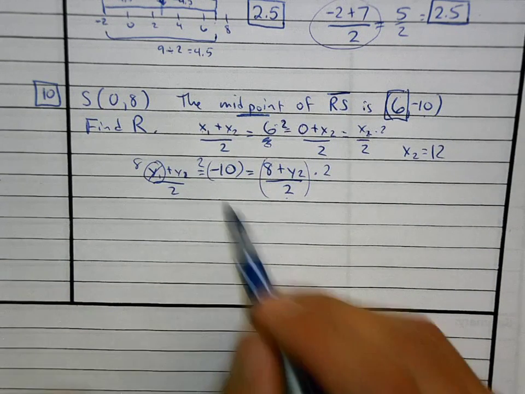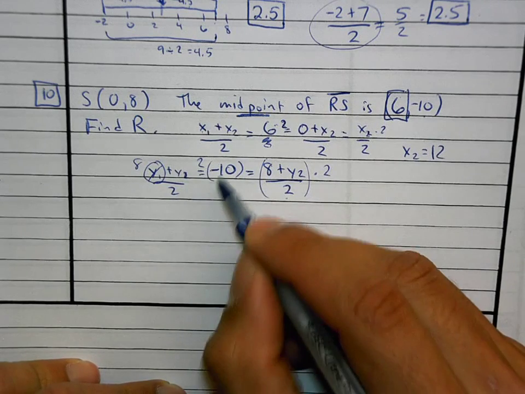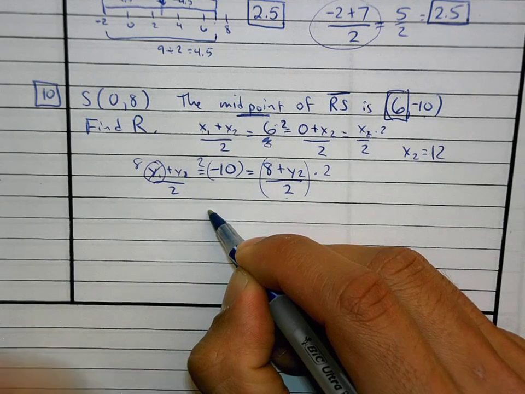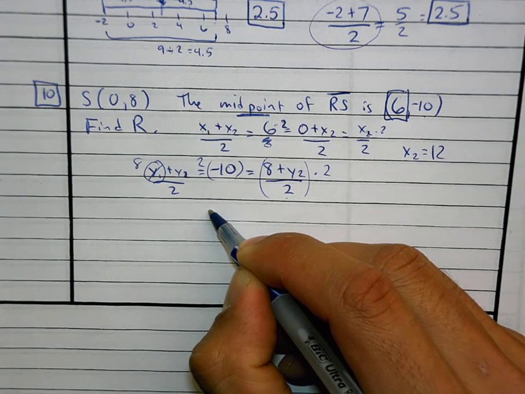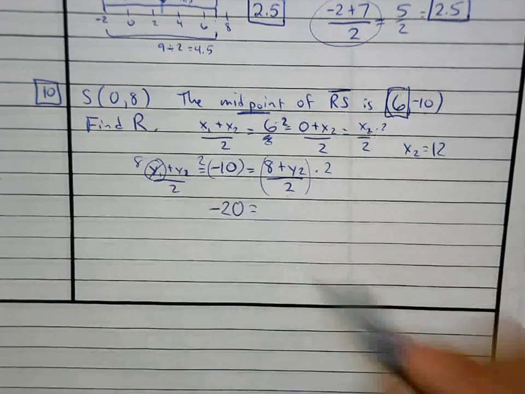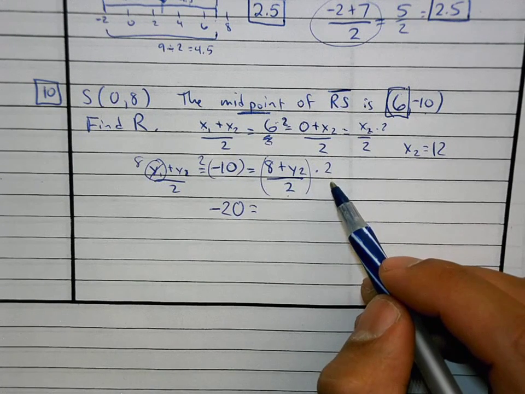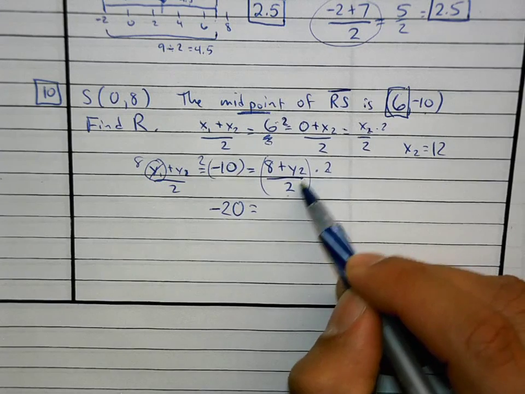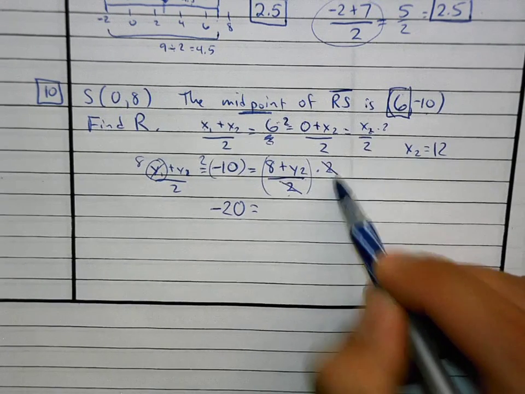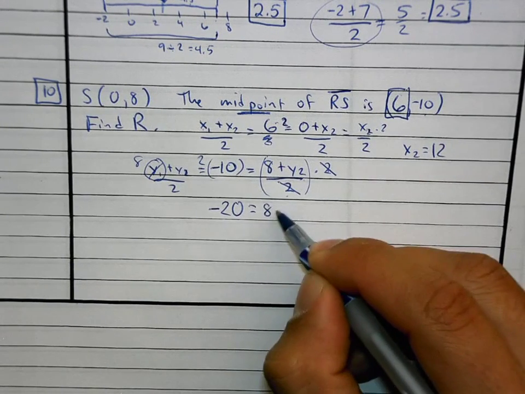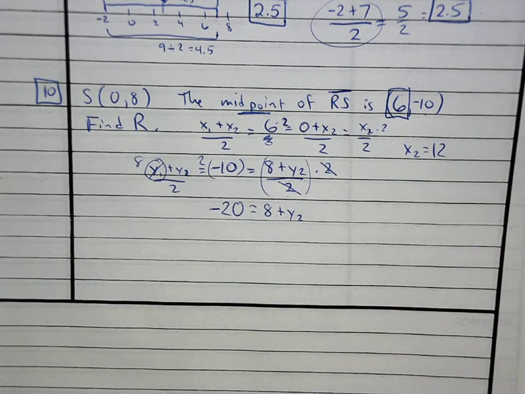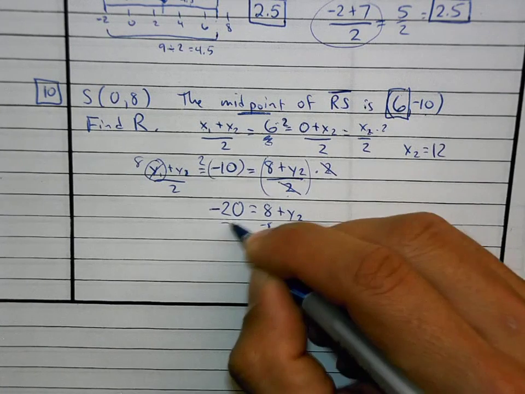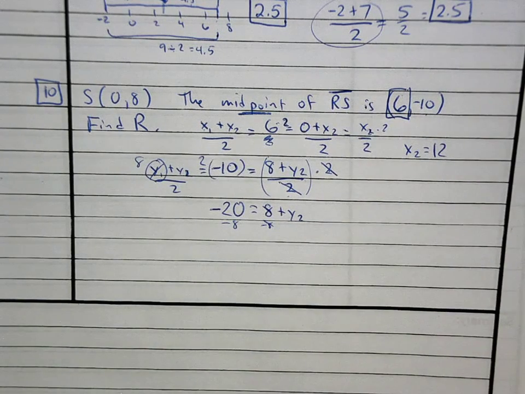On the left side, you're going to get 2 times -10 is? What do you think? Good. When you do the right side, the 2 divided by 2 goes away, and you're left with this numerator, 8 plus y2. And all I have to do now is subtract 8 and subtract 8, and a -20 and a -8.